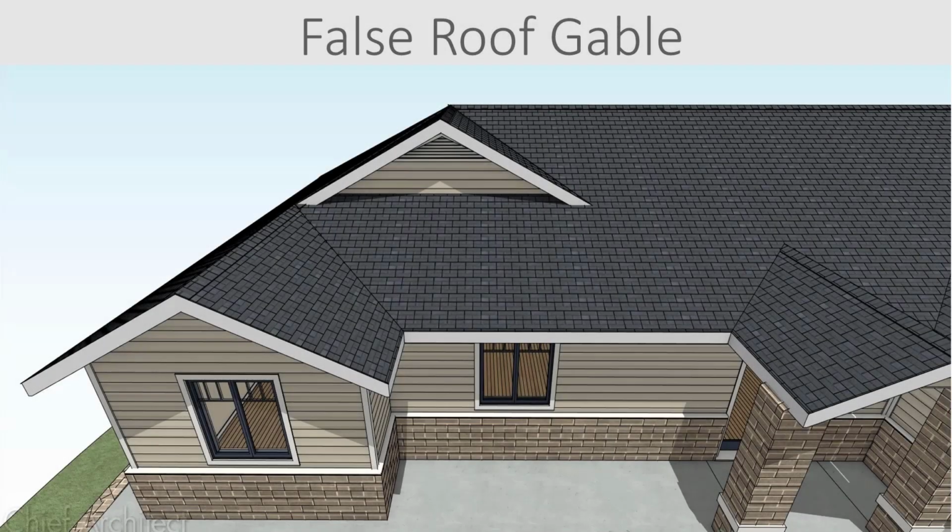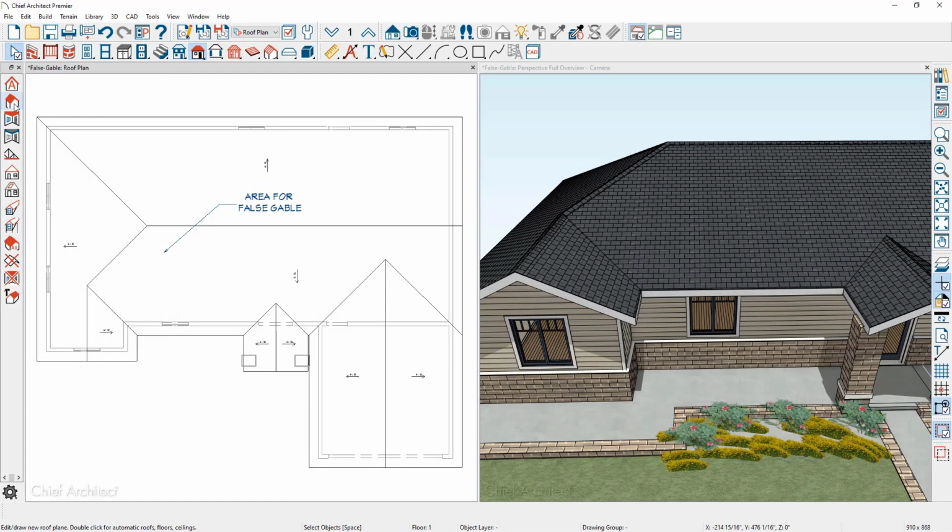In this video, we will take a look at creating a false gable using the manual roof tools. Let's begin the process in the roof plan view. With the manual roof tool, I'm going to come down and pick up the snap point on the pop-out gable on the left-hand side of the house. I'm going to left-click and slide my mouse up.